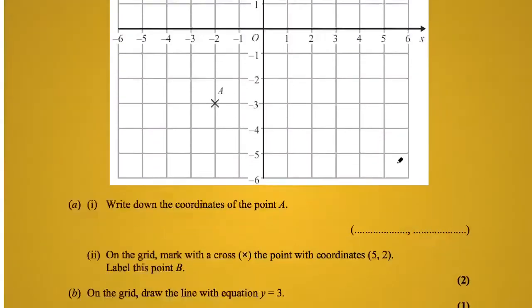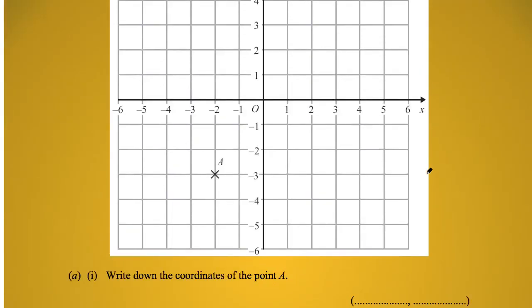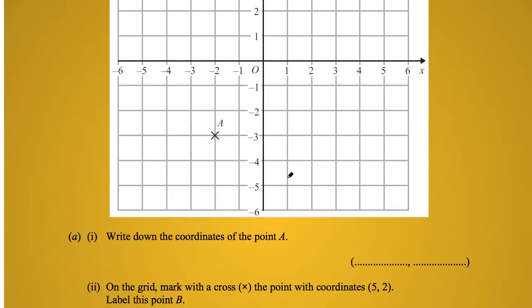Okay, question 11. Write down the coordinates of point A. Remember, x-axis goes first. It's always x, then y, like alphabetically, x, then y, or across, then up. So across is -2, and up is -3. Or 3 down, but we write it as -3. So coordinates of point A.